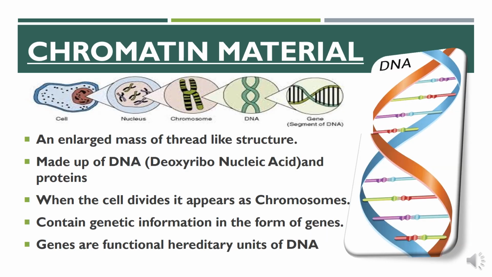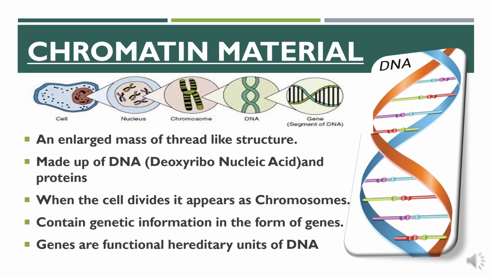Next is chromatin material. This is a very important part of the nucleus, and it is present as a network-like structure made up of some thread-like structures in the form of an enlarged mass, and it is made up of DNA. DNA is a molecule which is called deoxyribonucleic acid, and proteins. So it contains mainly two things, DNA and proteins.